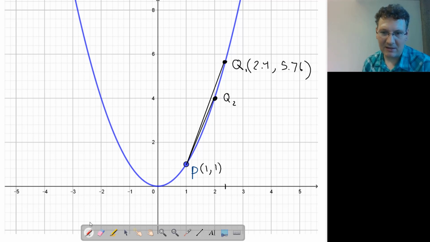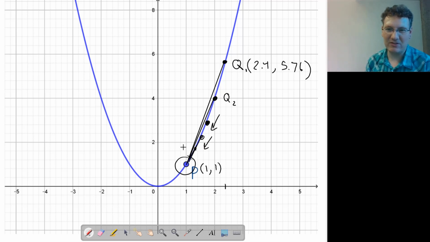The idea being, as you take points on the curve that are getting closer and closer to P, the slope of the secant line is going to more and more closely approximate the slope of the tangent line here at P, like the instantaneous rate of change, the slope at that point. And so we're going to try to write that in terms of a limit now.